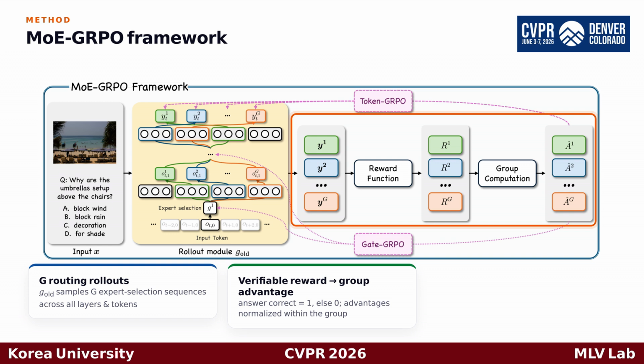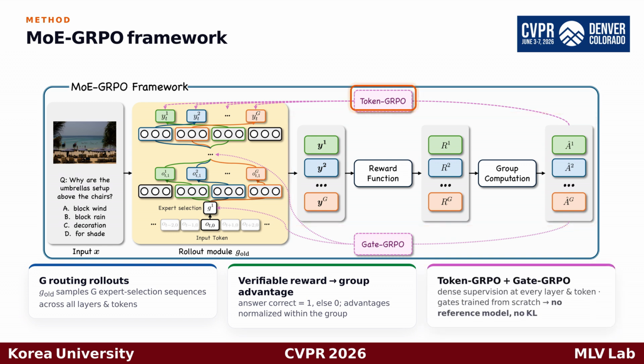Training combines two objectives: token GRPO, the standard token level objective under each sampled routing, and gate GRPO, which applies the same clipped surrogate directly to the gating networks, turning one binary reward into dense supervision at every layer and token position. Since the gates are trained from scratch, there is no reference model and no KL term.